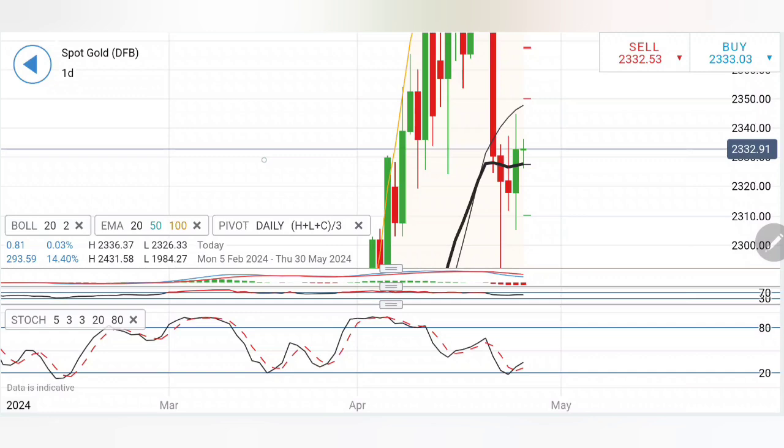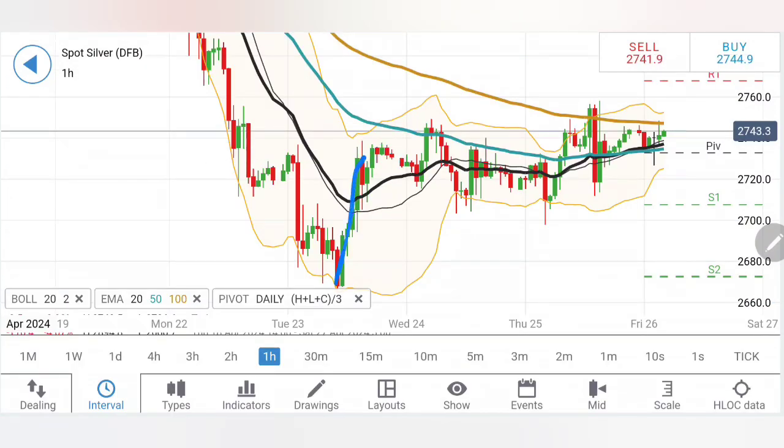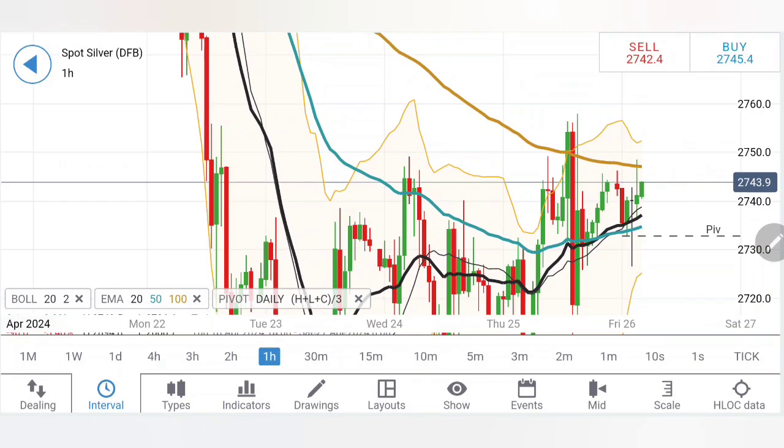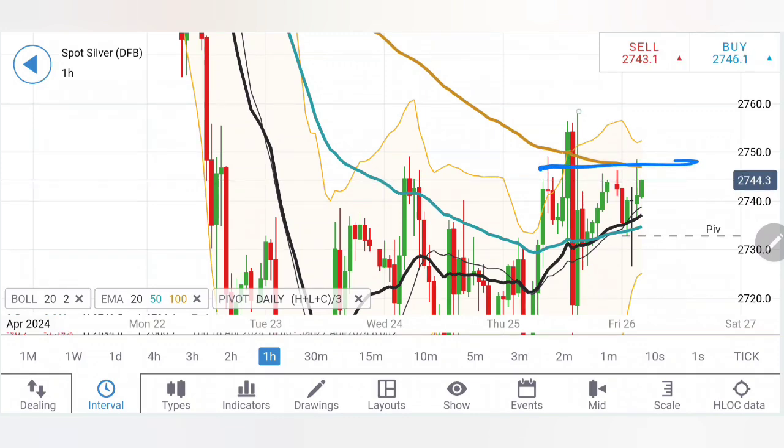Now let's have a look at silver. See, silver here also, similarly to what we have seen on gold. First this rise, then sideways or retracement, and now it has changed the slope here. It is trying to trade bullish. On the upside, we have seen it getting very strong resistance at the 2750 and 2760 zone.